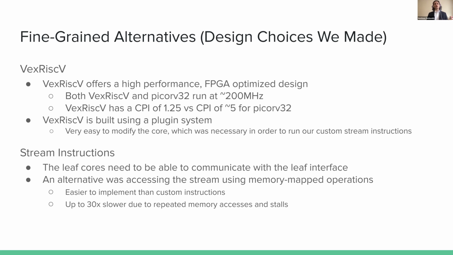We use the custom streaming instructions because the leaf cores need to be able to communicate with the leaf interface through streams. An alternative to using stream instructions was accessing streams through memory mapped operations. This would have been easier to implement than the custom instructions. However, the end result would have been about 30 times slower due to repeated memory accesses and potential stalls.